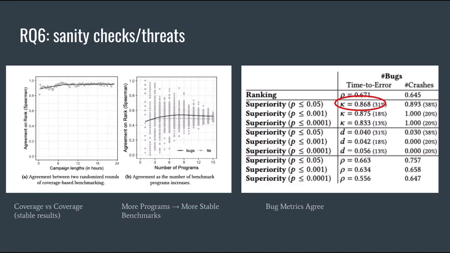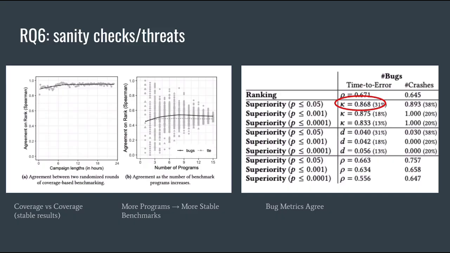So at this point, someone could say that fuzzing is noisy, and maybe this disagreement is just randomness, and maybe the measurement pipeline is unstable. So RQ6 is the authors doing sanity checks to show that the mismatch is real. The first sanity check is, is coverage stable versus itself? They take their larger data set, split trials into two independent groups, and compare coverage rankings from one group to coverage rankings from the other.